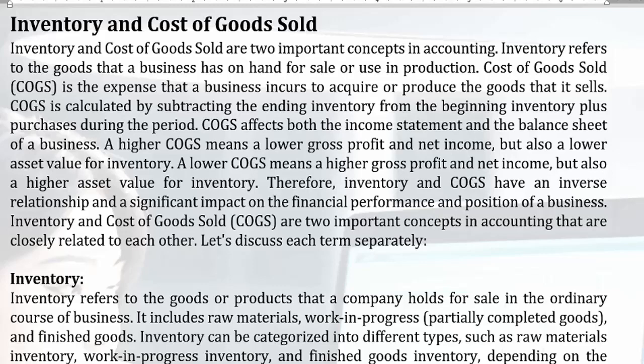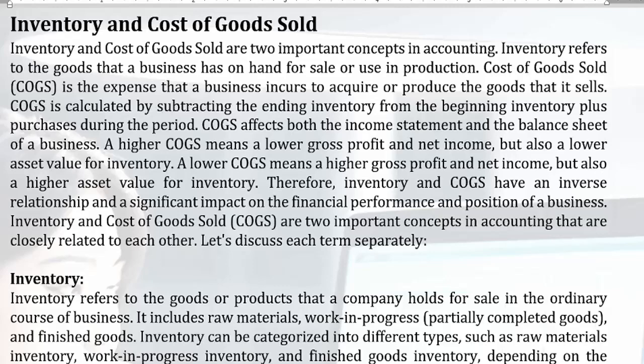Cost of goods sold, COGS, is the expense that a business incurs to acquire or produce the goods that it sells. COGS is calculated by subtracting the ending inventory from the beginning inventory plus purchases during the period. COGS affects both the income statement and the balance sheet of a business. A higher COGS means a lower gross profit and net income, but also a lower asset value for inventory. A lower COGS means a higher gross profit and net income, but also a higher asset value for inventory. Therefore, inventory and COGS have an inverse relationship and a significant impact on the financial performance and position of a business.